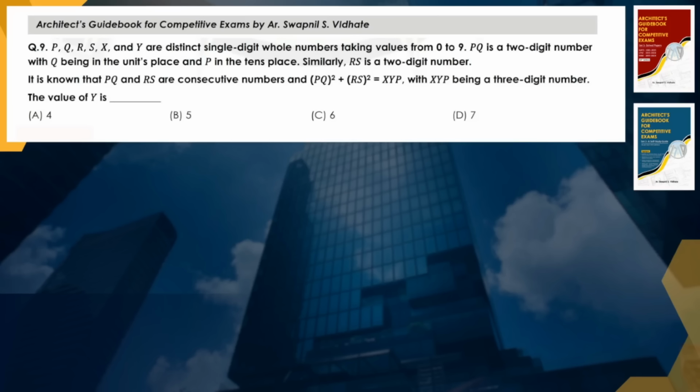Let's see question 9. Question 9 was: P, Q, R, S, X, and Y are distinct single digit whole numbers taking values from 0 to 9.